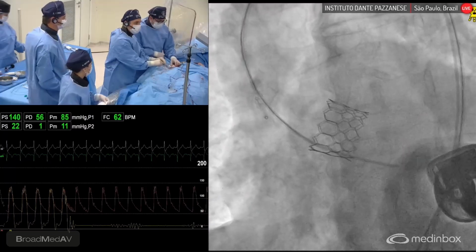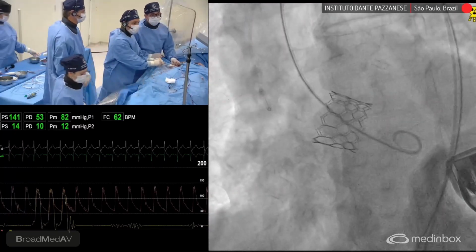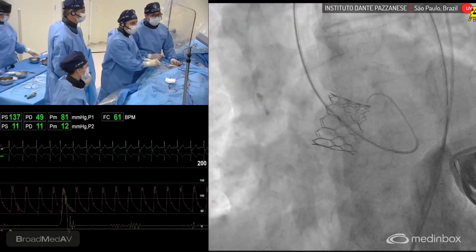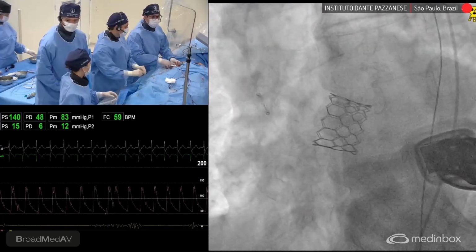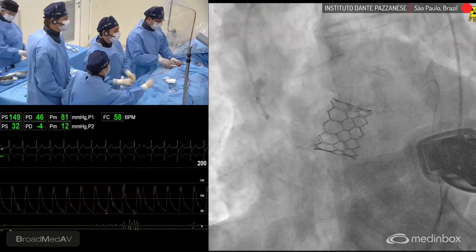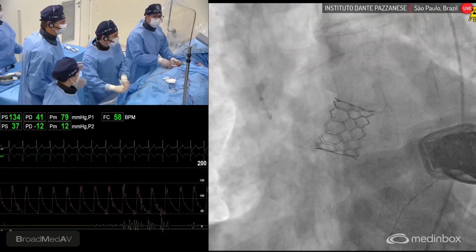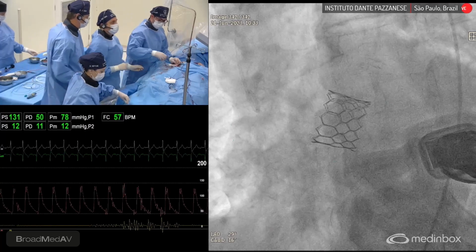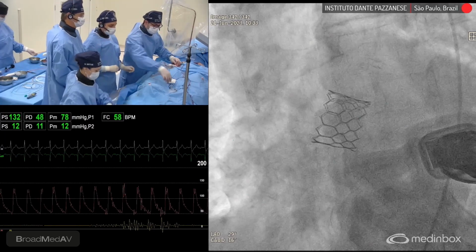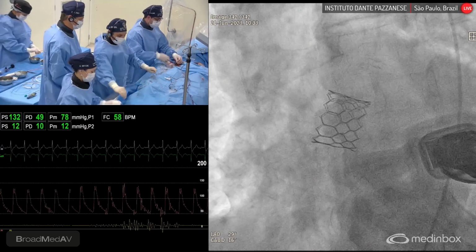On fluoro, the valve looks well expanded. We're going to take out this pigtail here. Okay, and after you do that, I'm going to ask Wendy to show the final images from echo, and maybe you can take care of the access, and I'll move to the next room. Okay.